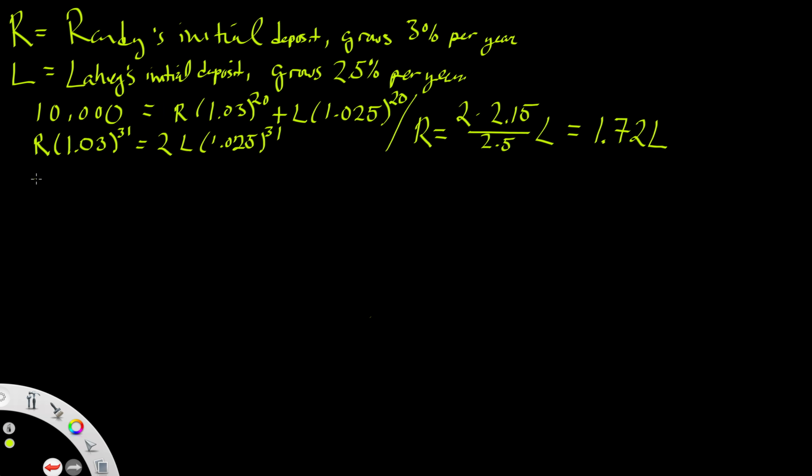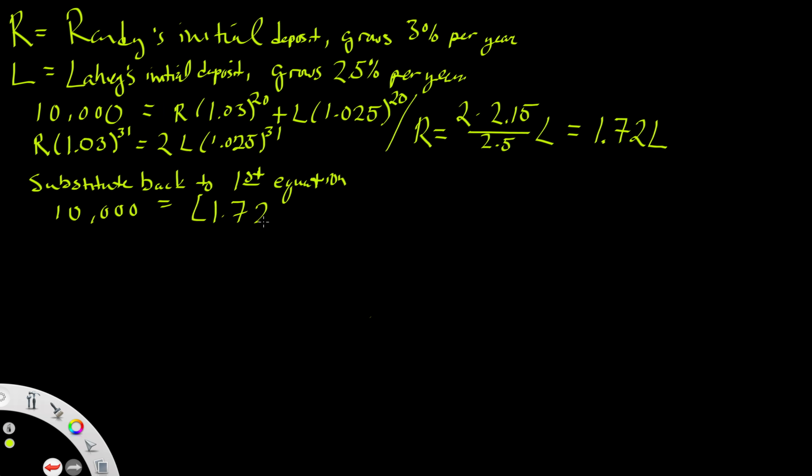Okay, now we substitute back to the first equation. Instead of having that R in the first equation, we'll replace it with 1.72 L. So that gives us 10,000 equals 1.72 L. That stands for the R. And let's go ahead and figure out what the 1.03 to the 20th is. A calculator tells us that 1.03 to the 20th is approximately 1.806. The L we keep because we substituted for R, and 1.025 to the 20th is approximately 1.638. Okay, so we have one variable now.